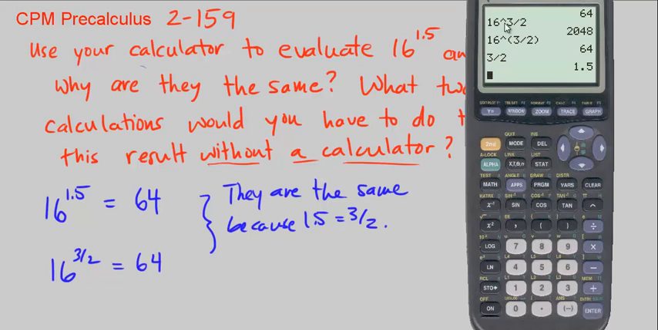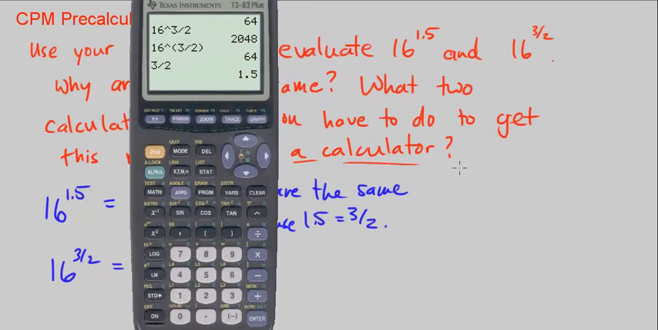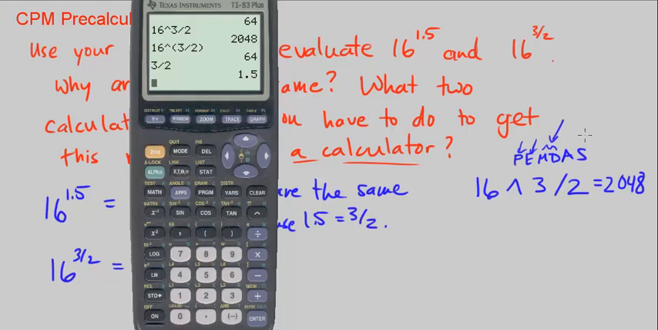So what did I do here when I took 16 to the power of 3 over 2 without parentheses? So that's just a side note. 16 to the power of 3 over 2 in my calculator is equal to 2048, right? So what is different? Well, our calculator does order of operations using PEMDAS, right? Please excuse my dear Aunt Sally. Or parentheses, exponents, multiplication and division, addition and subtraction, right? So which one should happen first is the exponent.